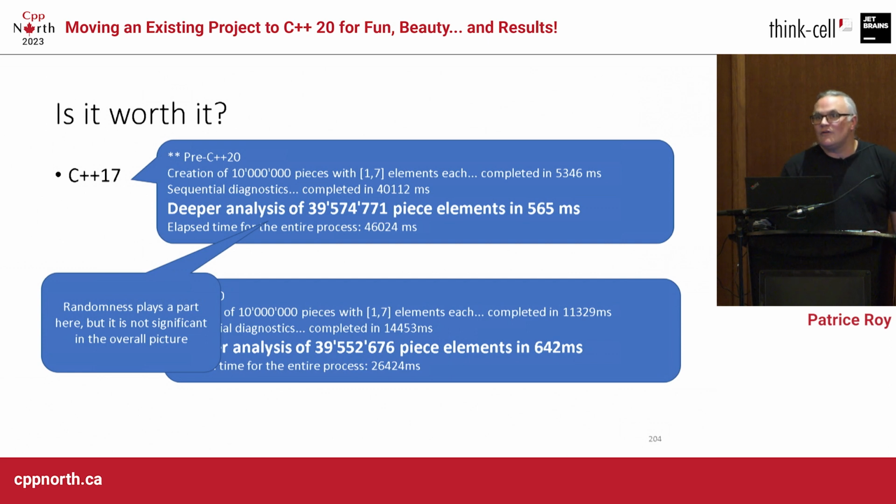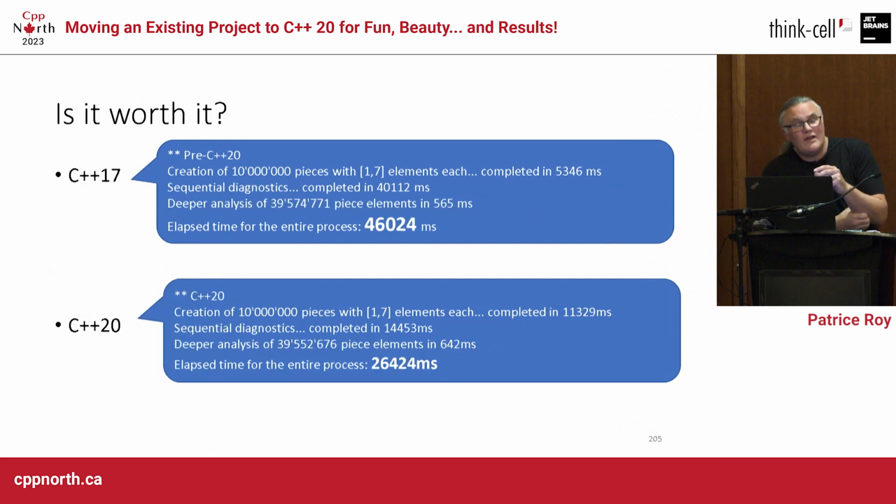The point is it's clearer. It does a better job at expressing intent. I don't have to rewrite the world. The latches do what they're supposed to do. jthreads do what they're supposed to do. Stop tokens do what they're supposed to do. You understand the code better, you don't have to reinvent the wheel. So overall, it gave me quite an upgrade, to be honest.